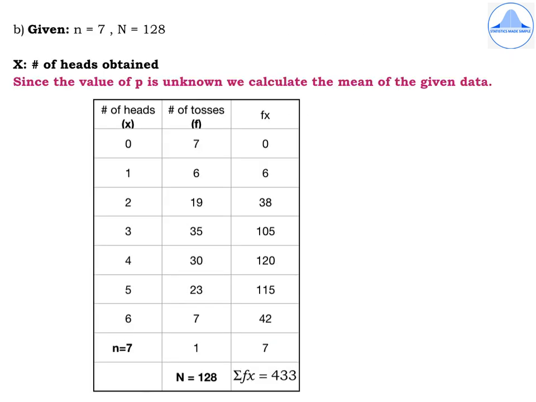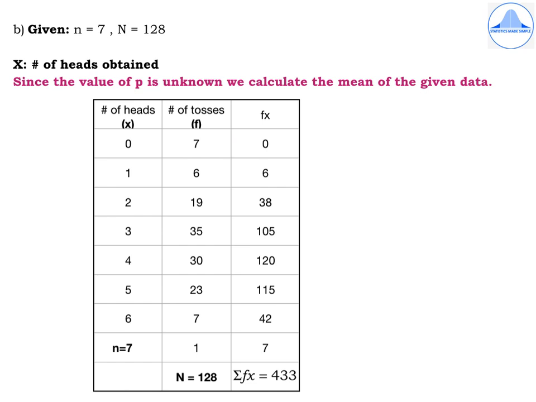We move on to the second subdivision, where the case is the nature of the coins are unknown. So when they say something like this, that the nature of the coins are unknown, it means that we don't know what is the parameter value of P. So write the first step as given. n will be equal to 7, capital N equal to 128.